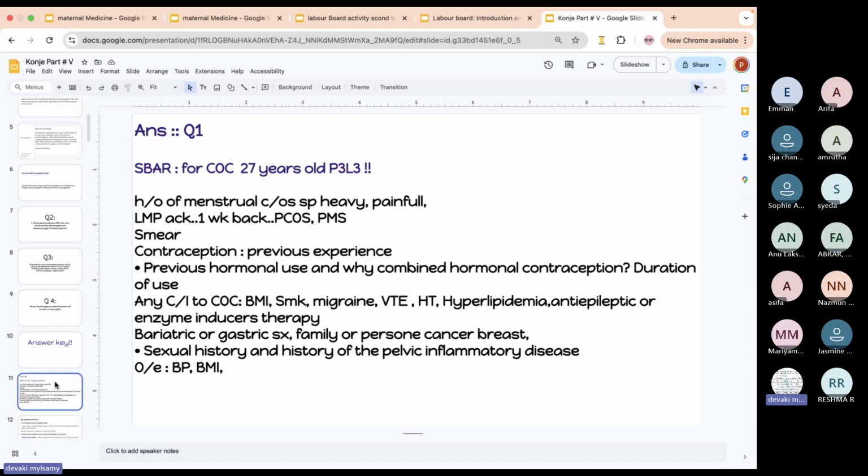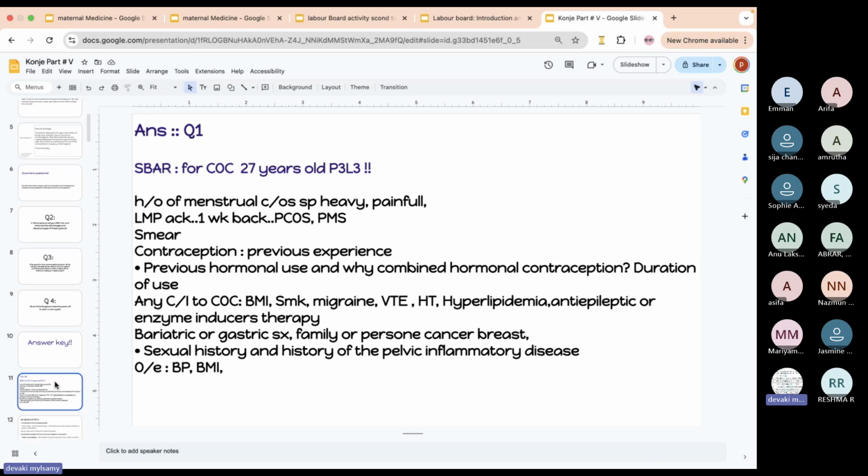Very nicely, you introduced yourself. Then SBAR is very important in this structured discussion task. The patient has been presented for combined oral contraceptive pills, a case of a 27-year-old with para 3 living 3. So the history is very important here. The first thing you wanted to know is the menstrual history. They had mentioned that the cycles are regular and the LMP was 1 week back.